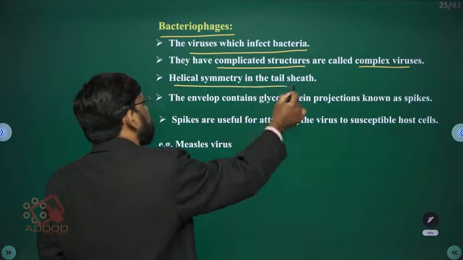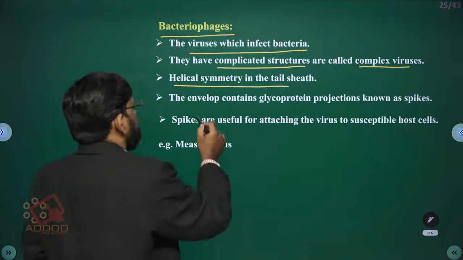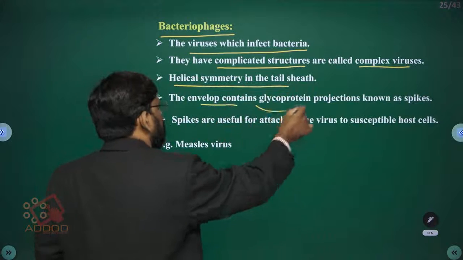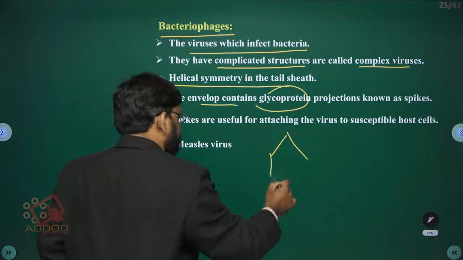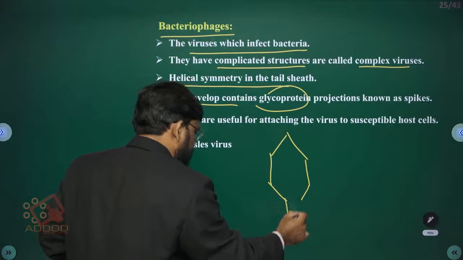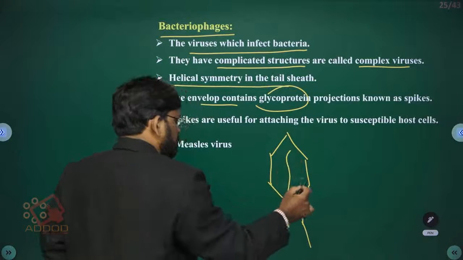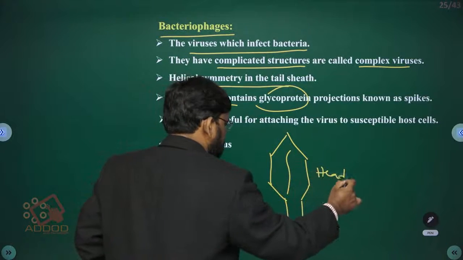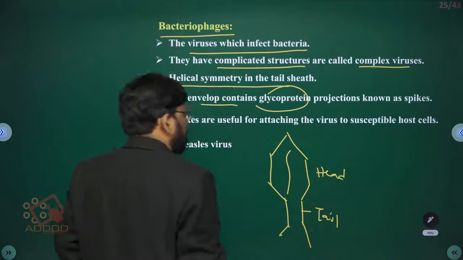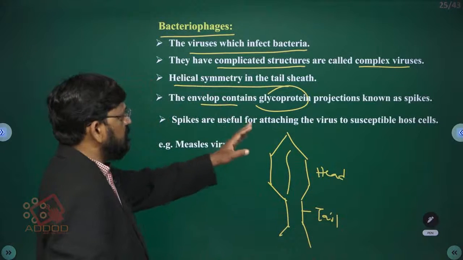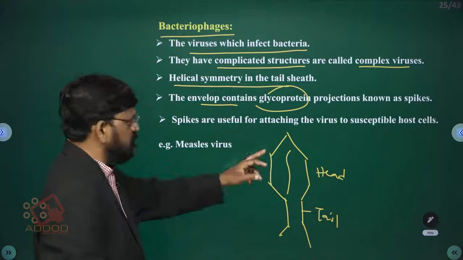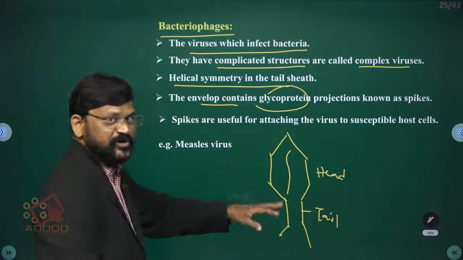Here helical symmetry is present in the tail, and the envelope contains glycoproteins. So this is the bacteriophage. This part is said to be the head part. This part is said to be the tail part. They are complicated in structure, and they are called complex viruses because of their complicated structure.